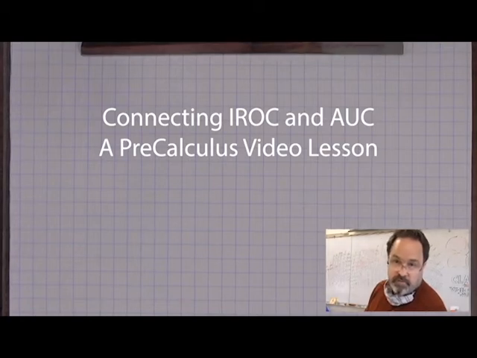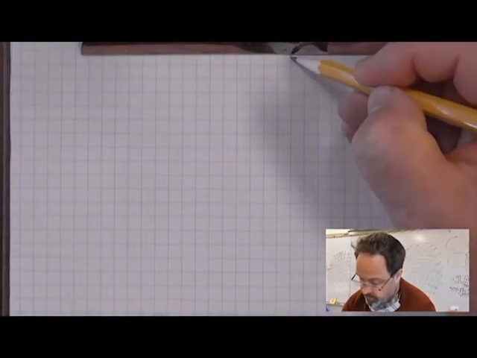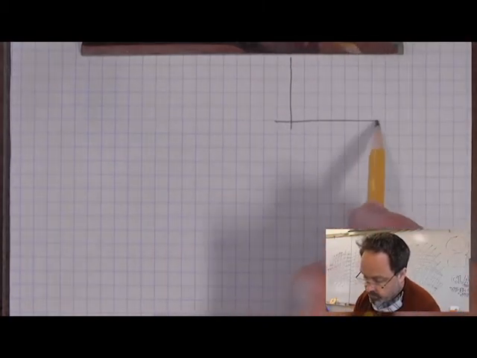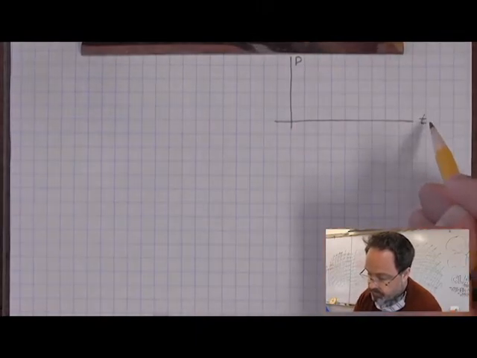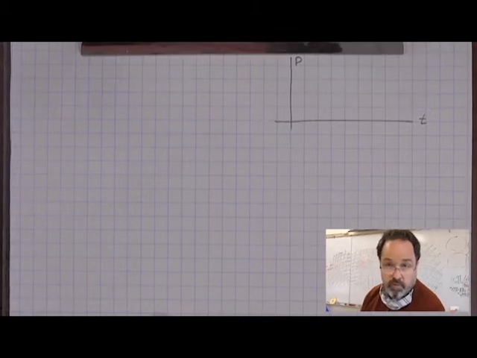This is a lesson on connecting the concepts of instantaneous rate of change and area under the curve. I'm going to start with a simple position graph. I'm going to graph position on the vertical axis as a function of time. And I'm going to think of the context of driving a car while I do so.